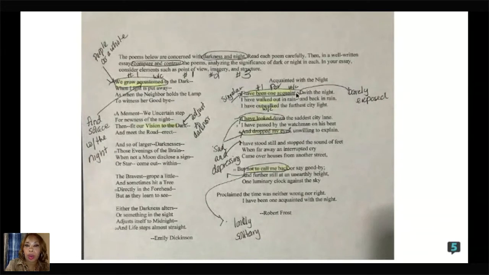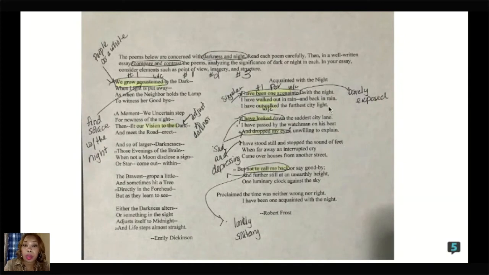Also, word choice: acquainted. Now, what do you think about when you think about the word acquainted? What comes to mind? To be familiar with, yeah, familiar. Is it as close to being accustomed to something? If you're acquainted, is that as close? No, you're right, it's not. So you're barely exposed to the night, and that comes with a different perception or point of view.